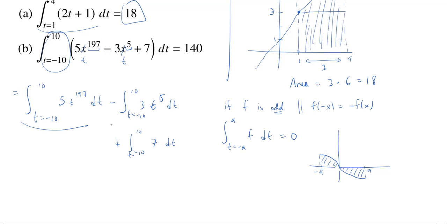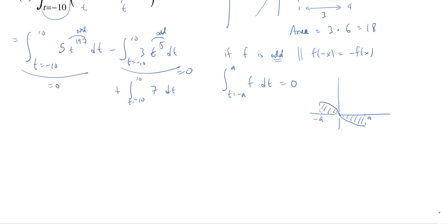And these two, being odd functions, that's odd, and that's odd, are going to both give me 0. So the only one left is this 7. Now 7 is not an odd function, it's an even function, but my goodness, that's going to be an easy one.